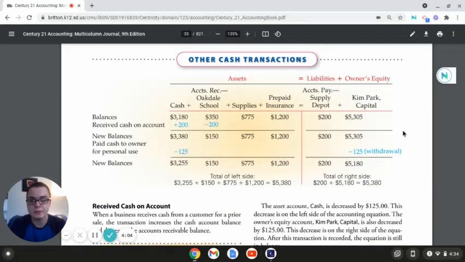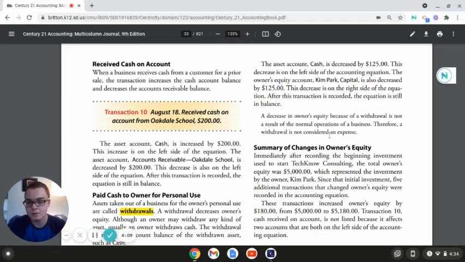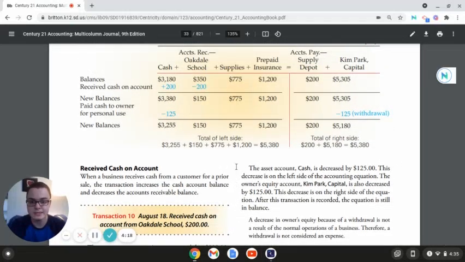So finally, we will be dealing with other cash transactions. So withdrawals are assets taken out of a business for the owner's personal use. Okay, so transaction number 10 reads, on August 18th, received cash on account from Oakdale School, $200. All right, so when we receive cash, again, that means that our cash account is going up or increasing. So we add $200 here, and we received it from Oakdale School. So that means that when we receive cash from them, that means that their account is going down.